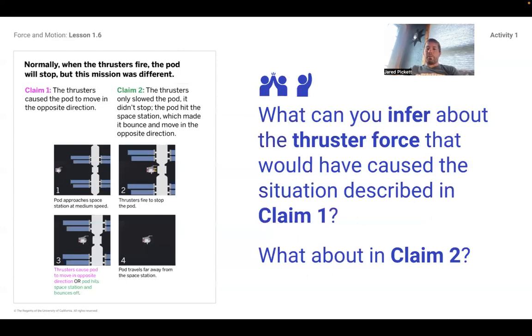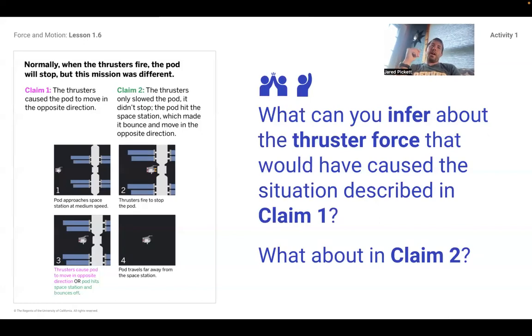So what could we infer? That infer word, which you saw in 1.5: what can we infer about the thruster force that would have caused the situation described in claim number 1? Pause and think. And then I want you to turn this back on. And what about claim number 2? Pause and think.